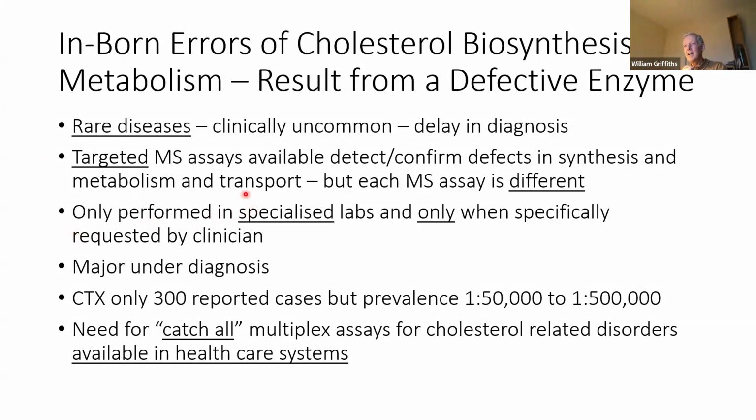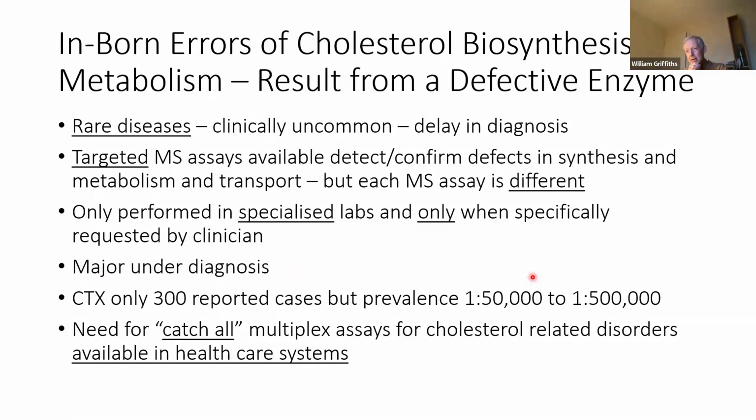And these assays are only performed in specialist labs, and they're only ever done when the clinician has made a choice of an assay to use. So the result of this is these inborn errors of cholesterol metabolism and biosynthesis are really undiagnosed. For example, CTX, cerebrotendinous xanthomatosis, which I've got a few slides about later on: only 300 cases have ever been reported. However, the prevalence is calculated to be between 1 in 50,000 and 1 in 500,000, so there should be loads more cases reported.